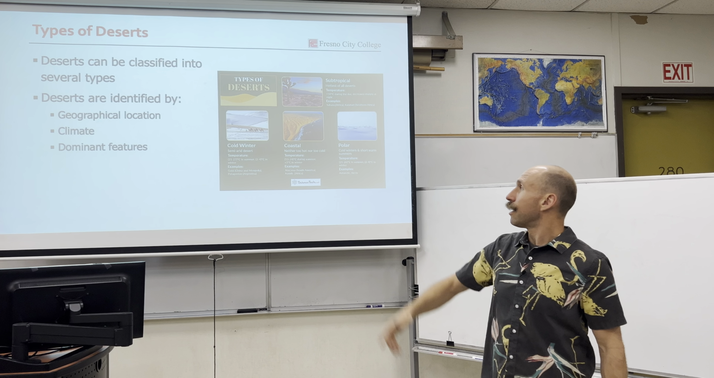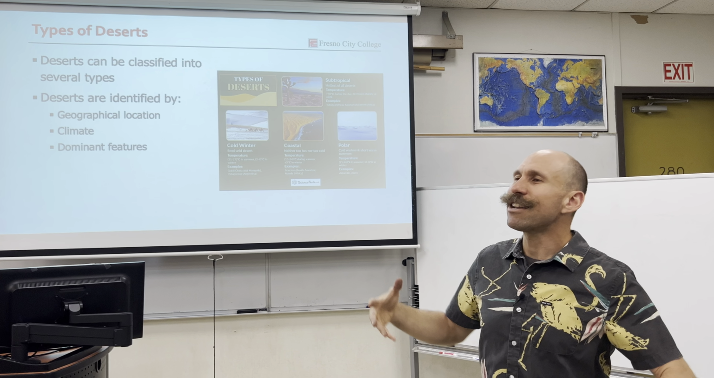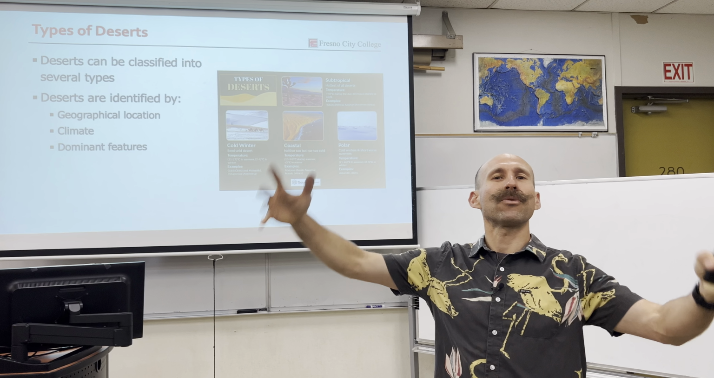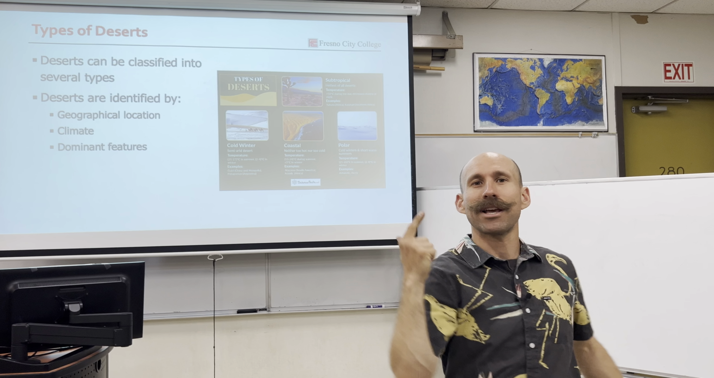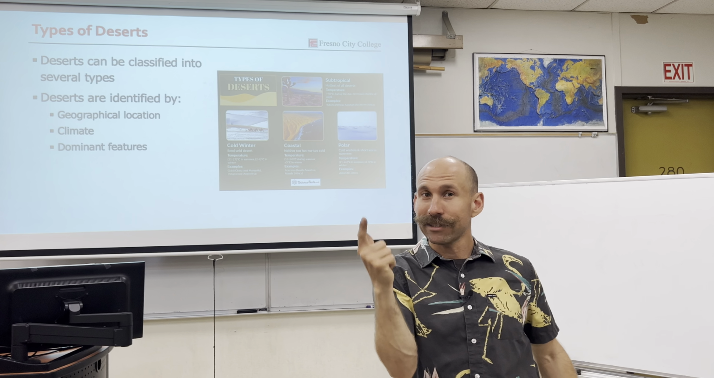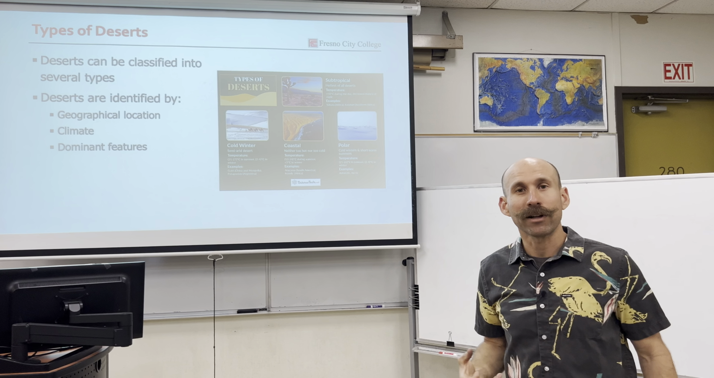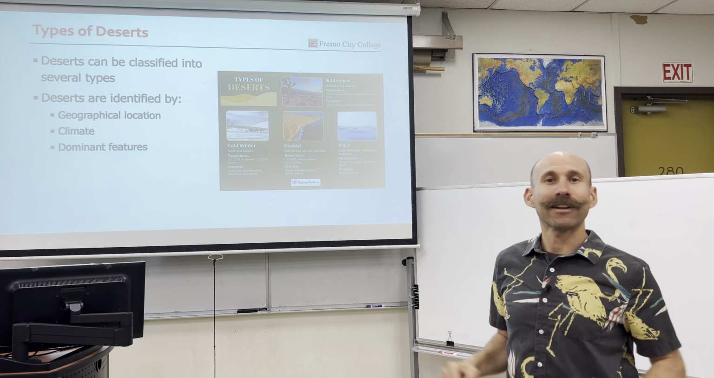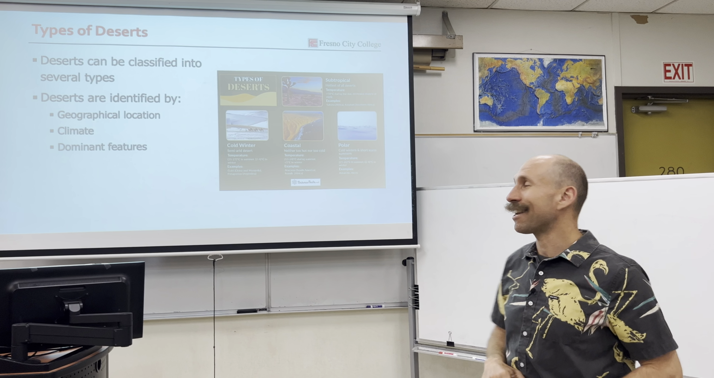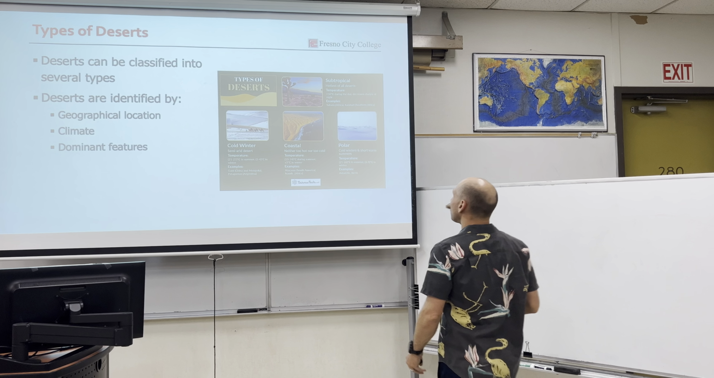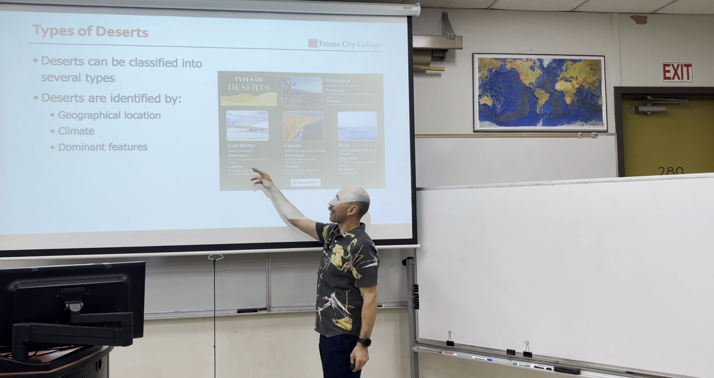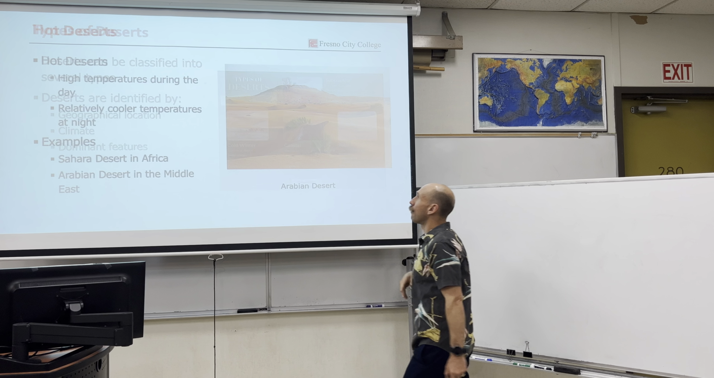But first, in our quest of understanding, what do we do? We quantify and we classify. This is the scientific way of organizing our thoughts so that we can communicate and further enhance our understanding. We're going to classify deserts by location, by climate, and by the dominant features of the landscape.